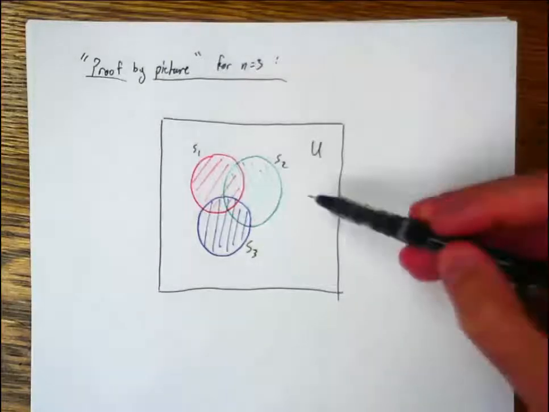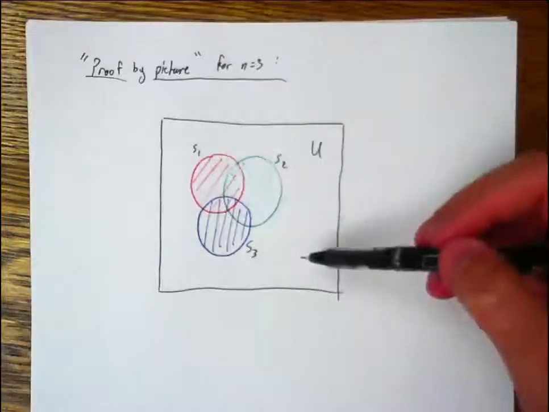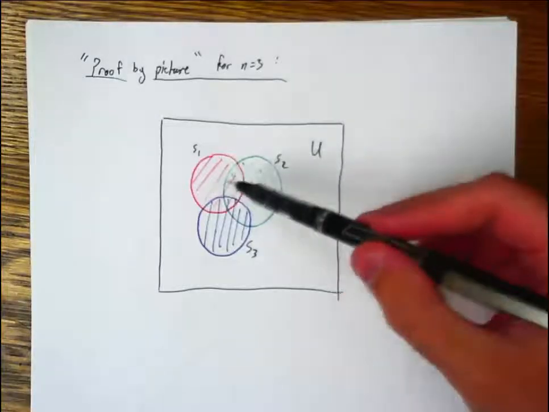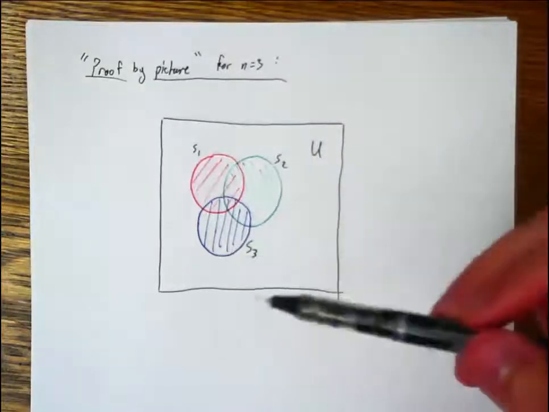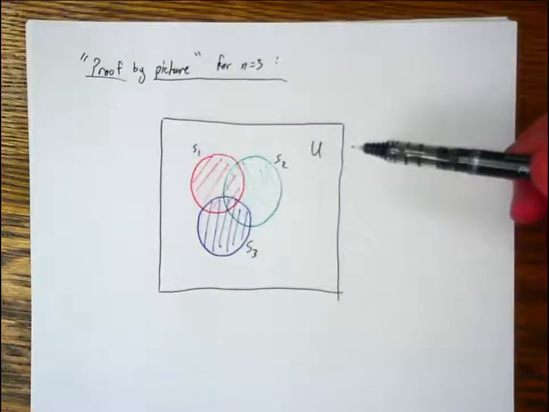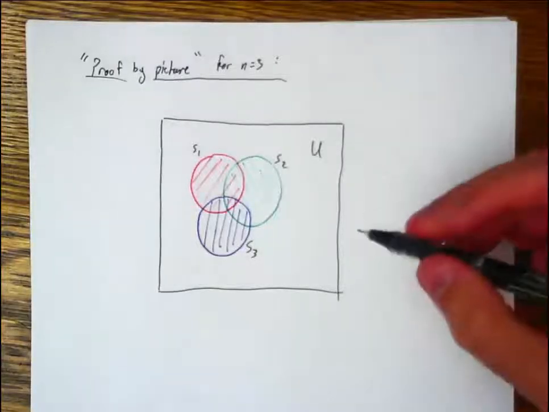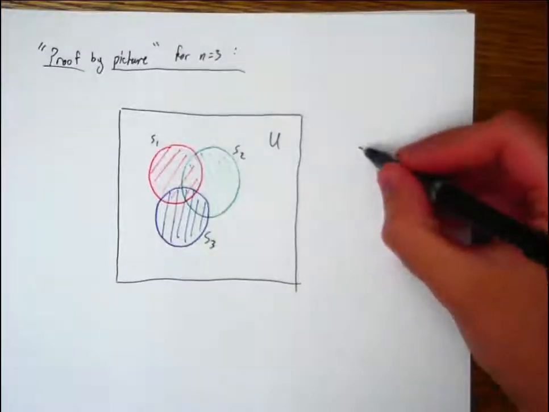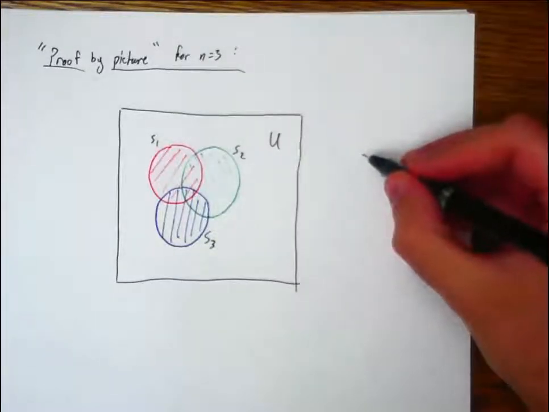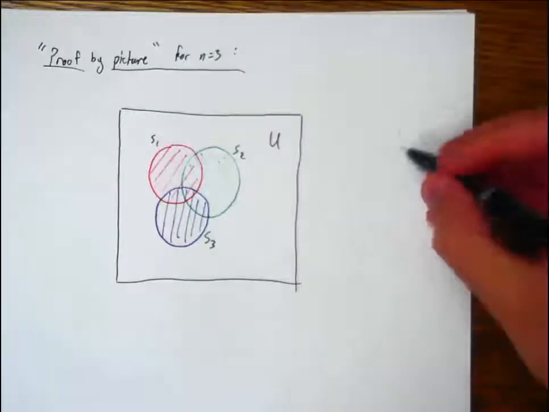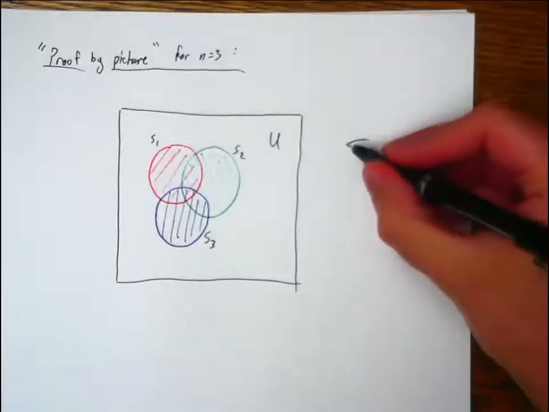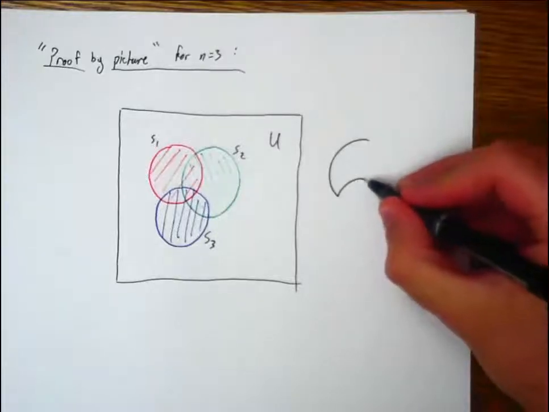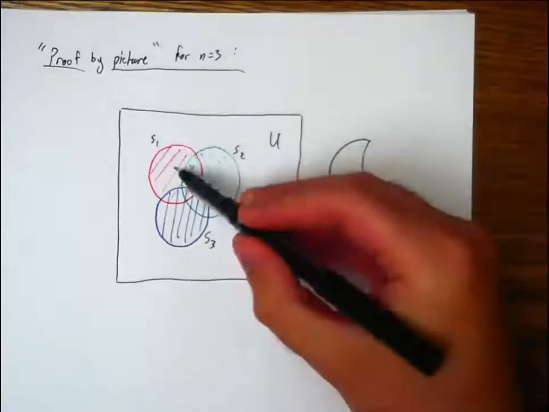So what I want to count is everything outside of the Venn diagram in U. But in order to do that, I know how to count S1, 2, and 3, but they don't partition that complement. So I notice that there should be 1, 2, 3, 4, 5, 6, and 7 different regions. There is this S1 only region, right? This guy right up here.